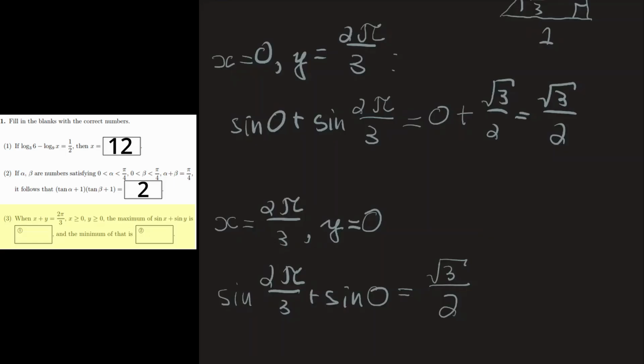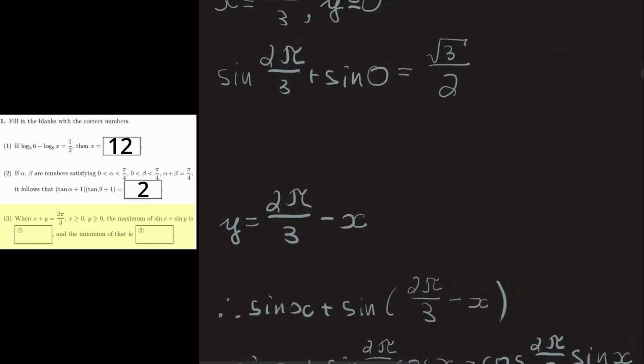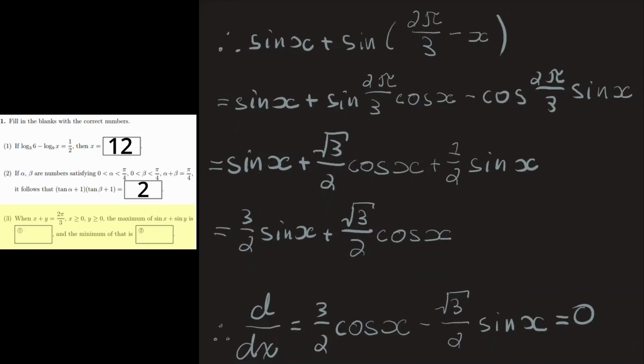So now, in order to check for any possible maximum or minimums within the range, we want to find the derivative of our expression, sine x plus sine y. To start, we need to write everything in terms of one variable. So I wrote y in terms of x like this. And now our expression looks like this, sine x plus sine of 2 pi over 3 minus x. This is where the identity that I mentioned earlier comes into play. Anyway, if you use that identity, you'll get this.